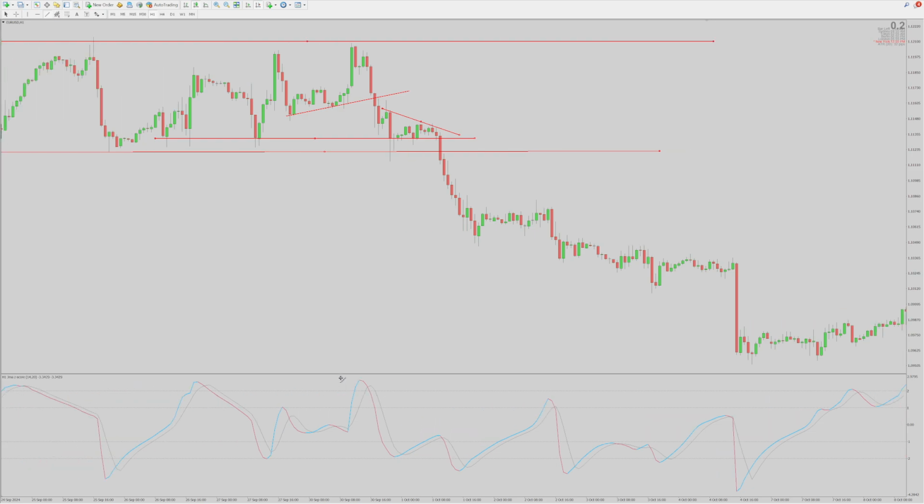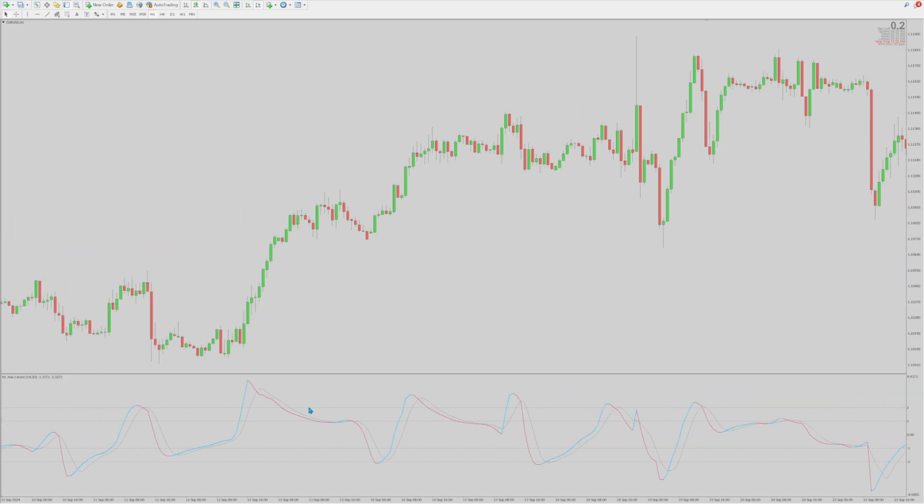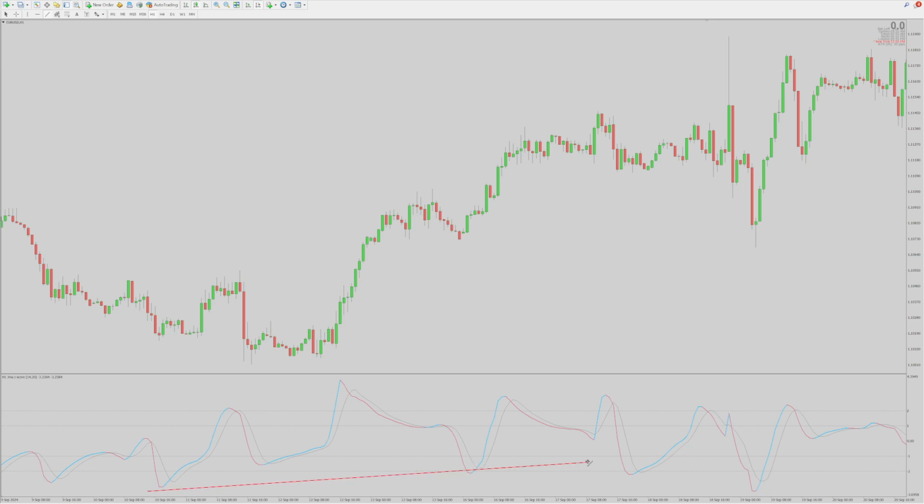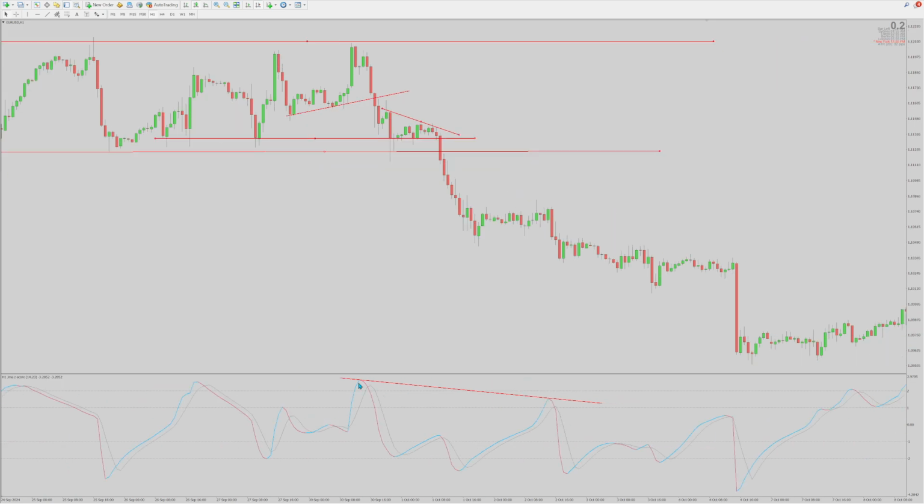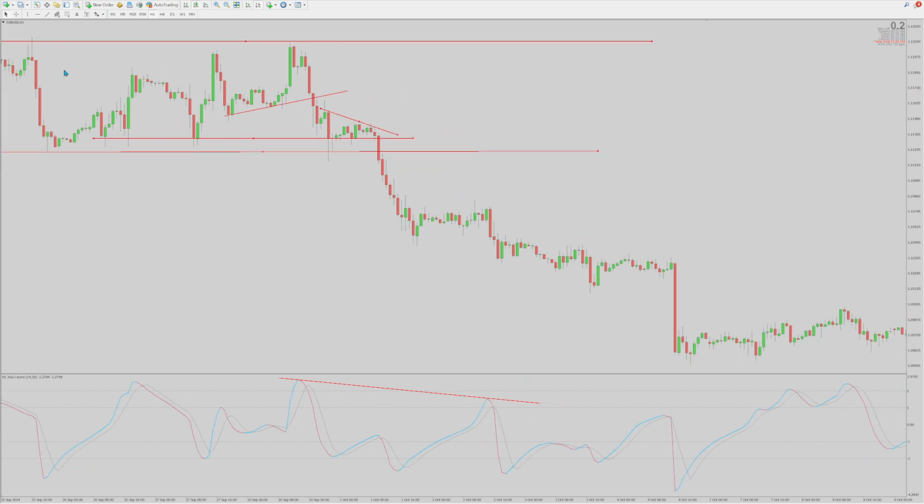So basically, if the indicator is making lower highs like this, you can say that the market is falling down, just as if it's making higher lows, that the market is going to be moving up. Higher lows, market moving up. Lower highs, market moving down. So that's an aspect to look for.